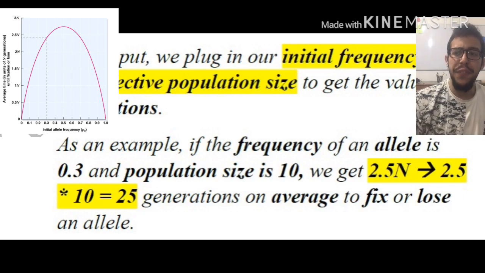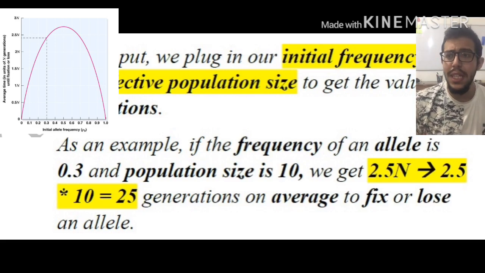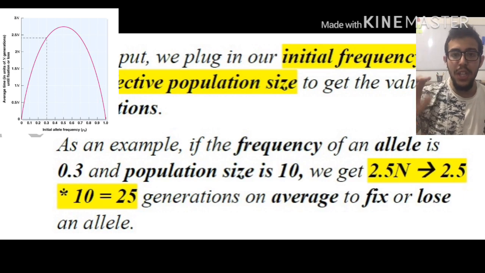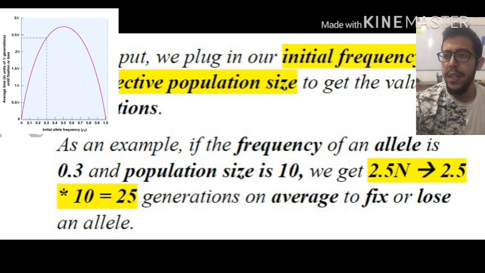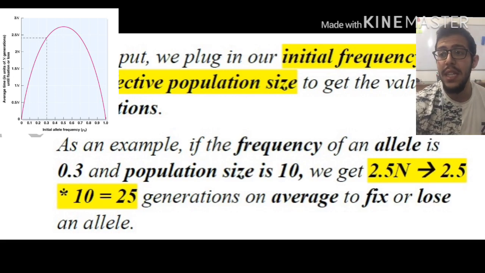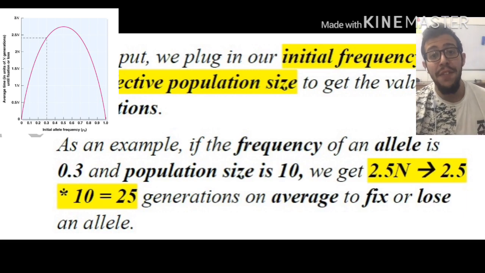First of all, as an example, if the frequency of a particular allele that we're trying to study is 0.3 and the population size is 10, then let's look at the graph. We simply draw a line from 0.3 and reflect it on the y-axis. It is going to be rather close to 2.5. Now, N refers to the number of individuals in a population, so all we have to do is multiply 2.5 by our population of 10. This leads us to the answer: 25 generations is the average time for a fixation or a loss of an allele.